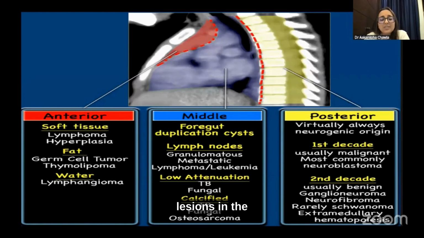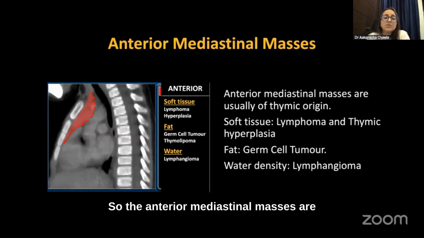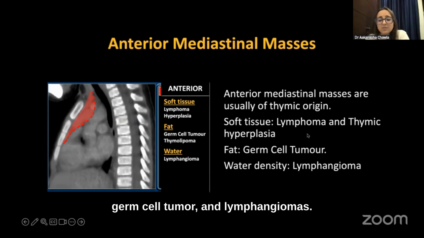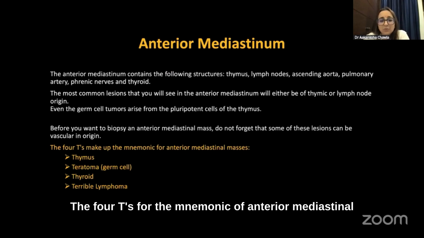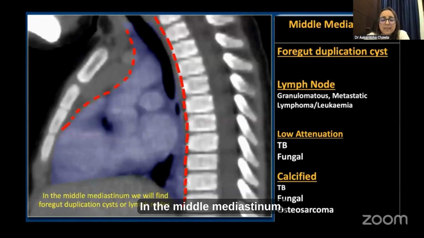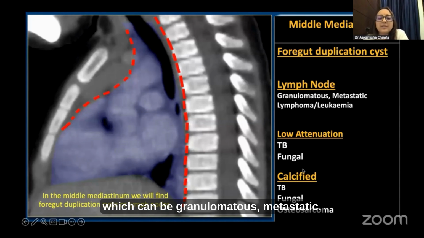Then we talk about the lesions in each compartment of the mediastinum. So the anterior mediastinal masses are usually thymic in origin. There can be lymphomas, thymic hyperplasia, germ cell tumor, and lymphangiomas. The four T's for the mnemonic of anterior mediastinal masses, this is again for students: thymus, teratomas, thyroid, and the terrible lymphoma.